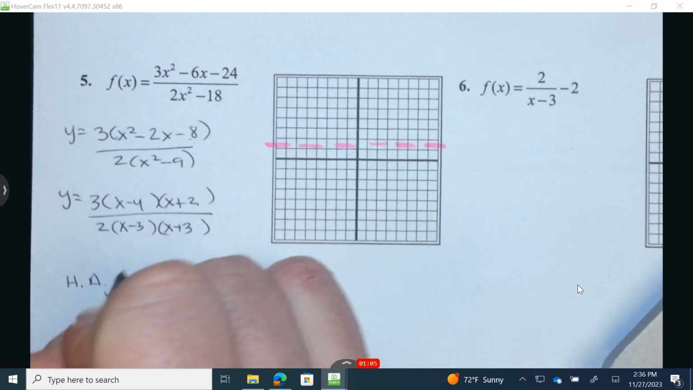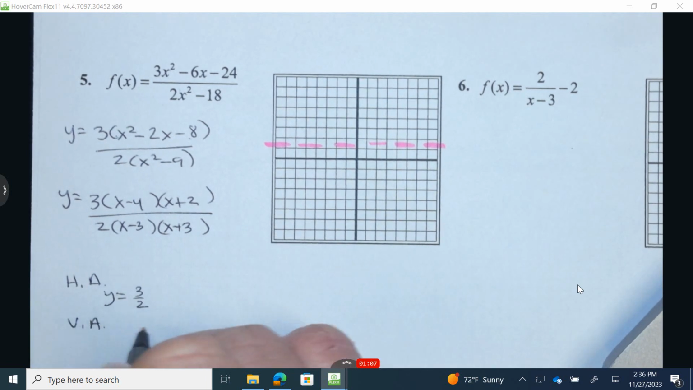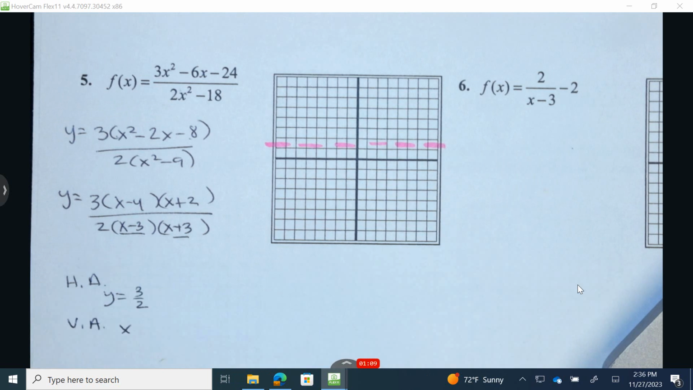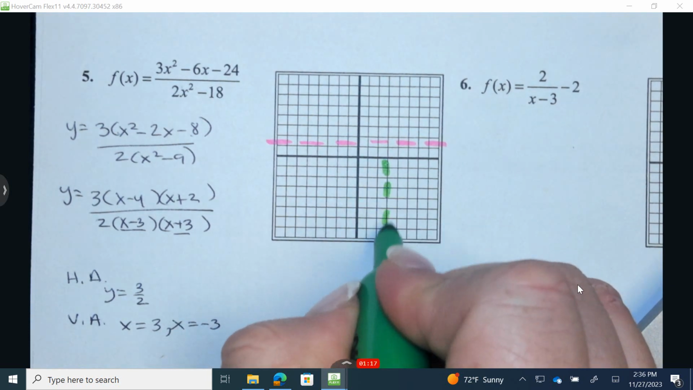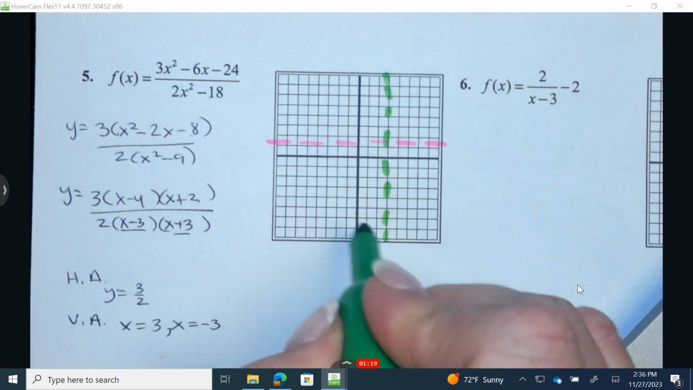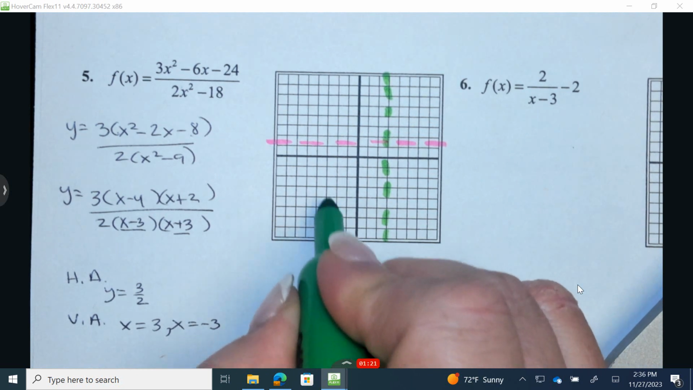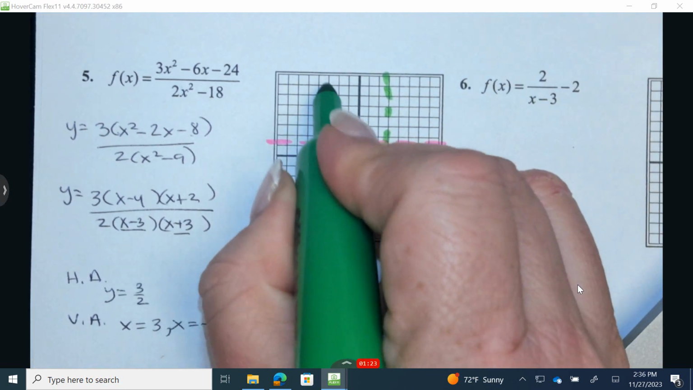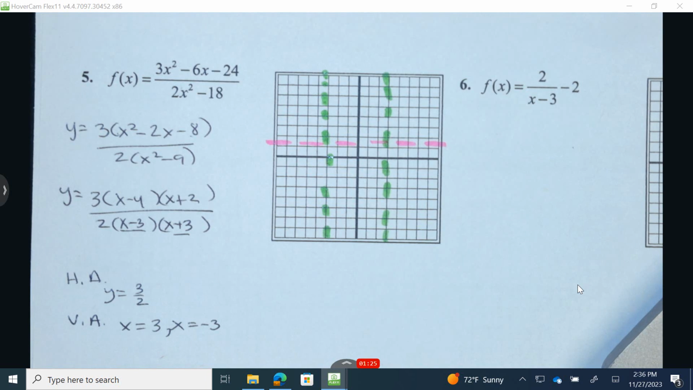And now when I look at the vertical asymptotes, I set each one of these quantities equal to 0 to get x equals 3 and x equals negative 3. Remember that our function can touch or cross a horizontal asymptote, but it will never touch or cross a vertical asymptote. How do we determine the y-intercept? Another thing we have to algebraically identify.